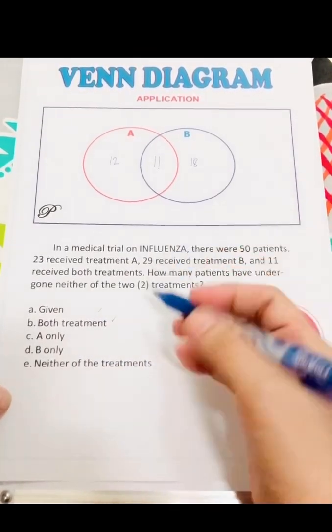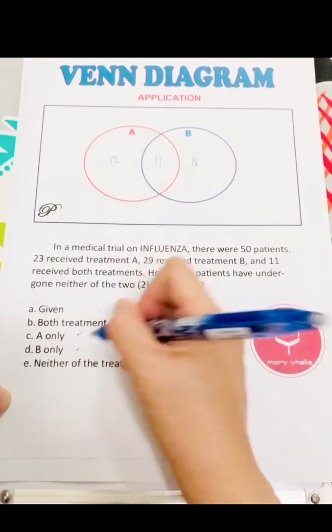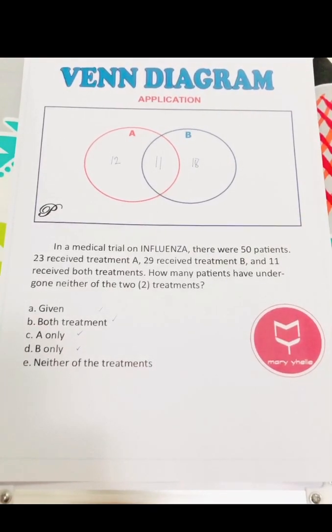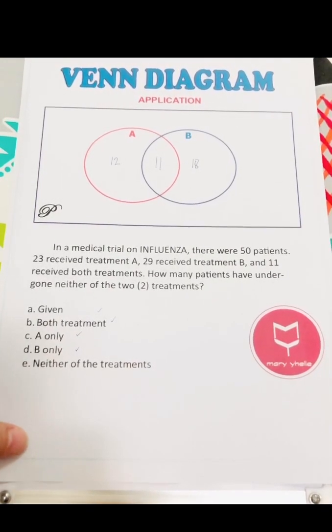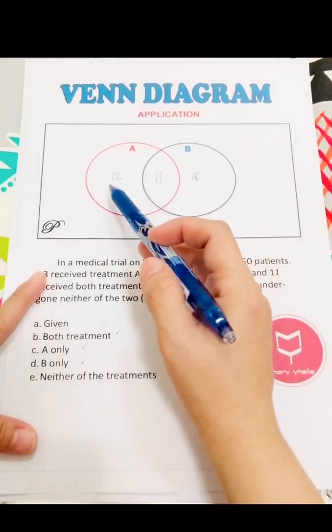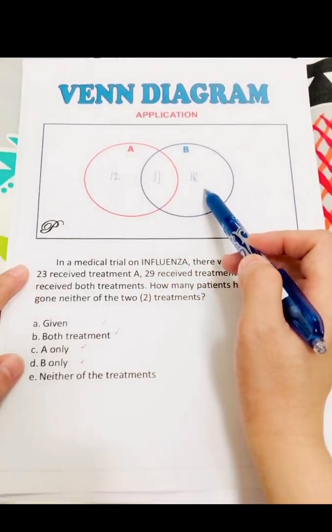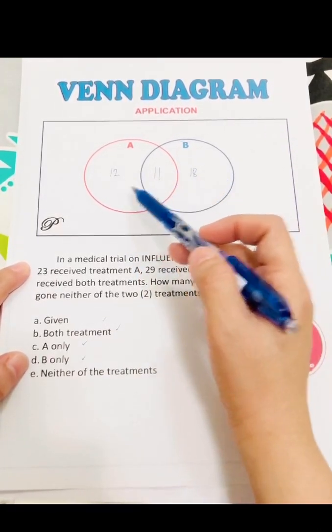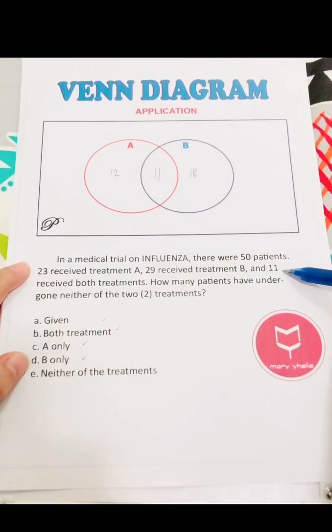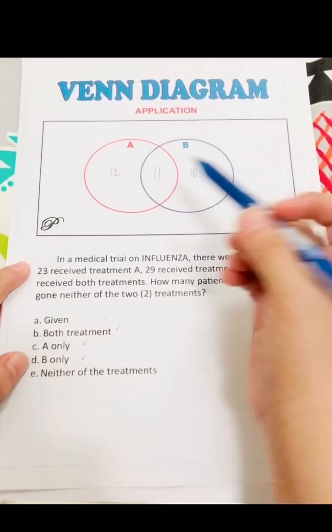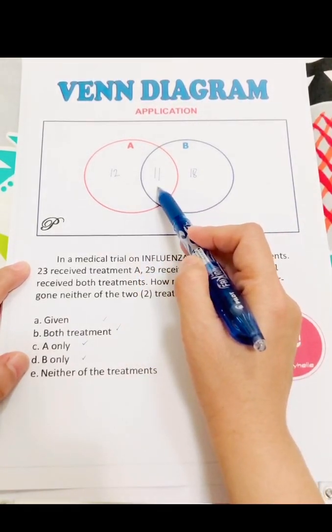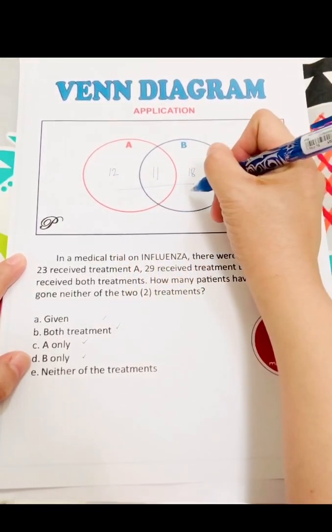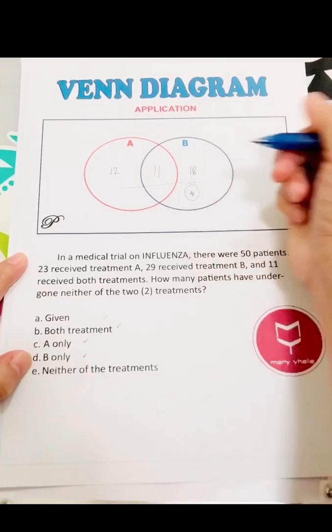Now, the question for the last one is, neither of the patients received treatment A or treatment B. So how are we going to do it? So we are going to add all the number of patients on set A and set B together with the ones who received the treatments on both A and B. So we have 12 plus 11 is 23 plus 18. The total for these patients is 41 patients.